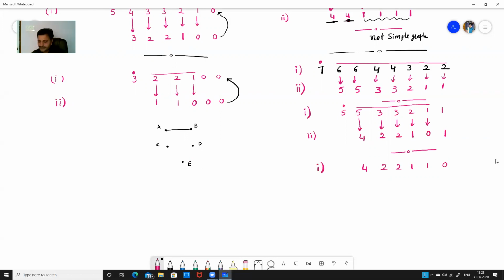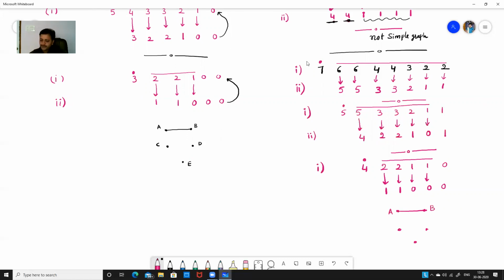Again, apply the Havel result. The first value is equal to 4, which means from the next 4 consecutive values you have to subtract 1. 2 minus 1, 1. 2 minus 1, 1. 1 minus 1, 0. 1 minus 1, 0. And we have 0 like this. So there are 5 vertices, and in that, 2 vertices have degree 1 and 3 vertices have degree 0. Obviously, we already did this kind of example, right? I can draw the graph like this. So 2 vertices have degree 1 and the remaining 3 vertices have degree 0.